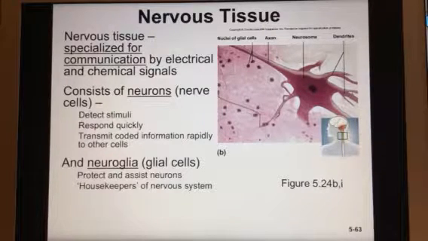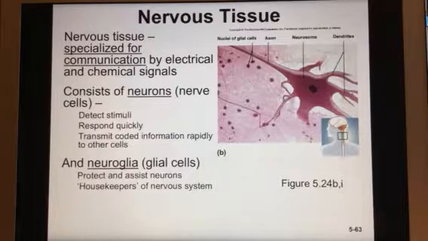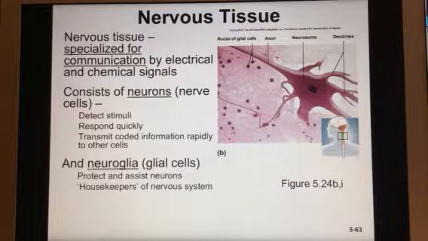So here's nervous tissue. It's very easy to pick out. The nerve cell itself, the neuron, is very big, and it has all of these kind of arms coming off of there. The nerve cell, or the nervous tissue, is specialized for communication. So it is specifically designed to communicate with other cells by sending on these signals. So the neuron is the nerve cell. That's the big purple kind of octopus looking cell that you see. It's able to detect the stimulus and then respond quickly by sending on that signal to other cells.